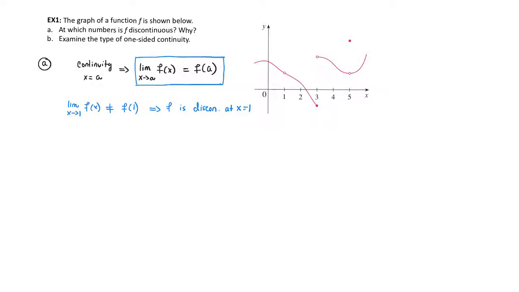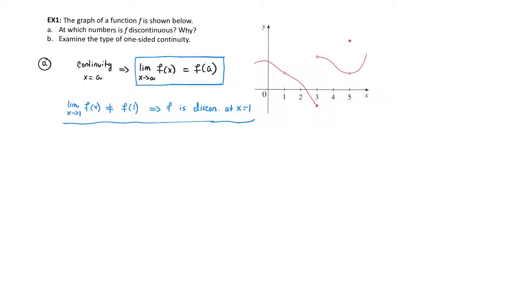Now let's go to the other case, the other point. Do we have continuity at 3? If I now look at the graph on the left of 3 and on the right, I see that the graph has a left-hand limit and it has a right-hand limit, but they are not the same.